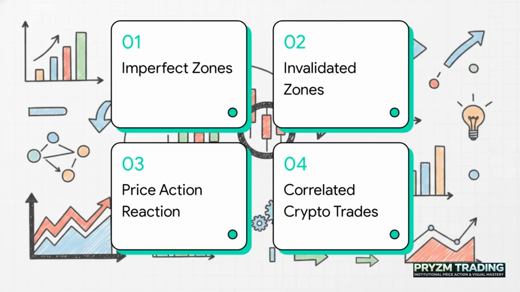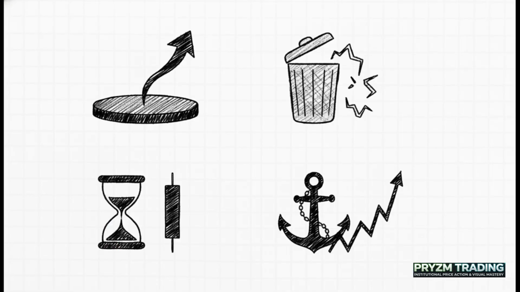So as we review our roadmap today, imperfect zones, invalidated zones, price action reaction, and correlated crypto trades, the overarching lesson across every single one of these charts is clear. Demanding perfection is just going to make you miss out on the best moves the market has to offer. To wrap up this explainer, I really want you to burn these 4 bullet points into your memory. These are the concrete ways you're going to apply our golden rules starting today.